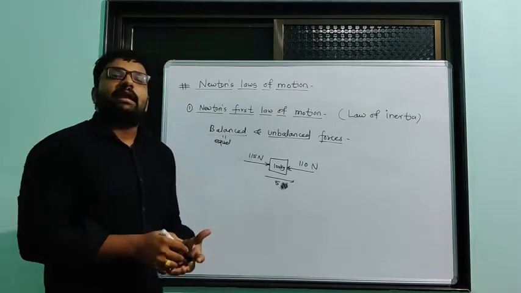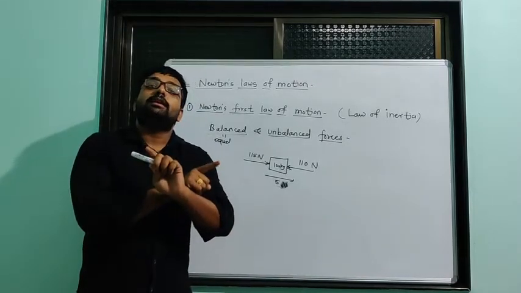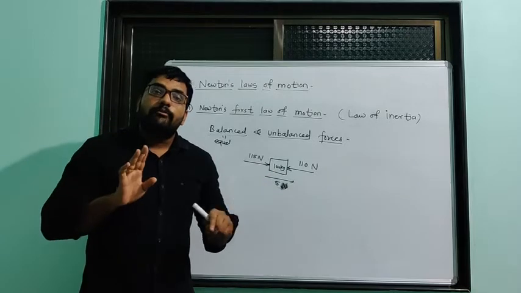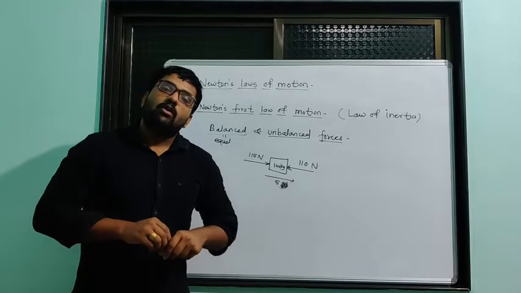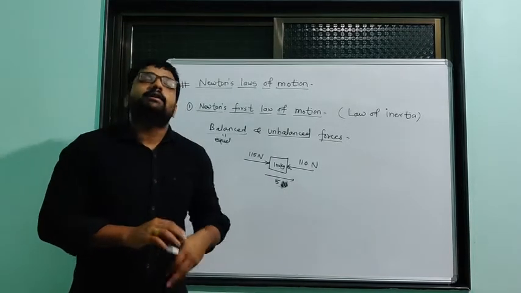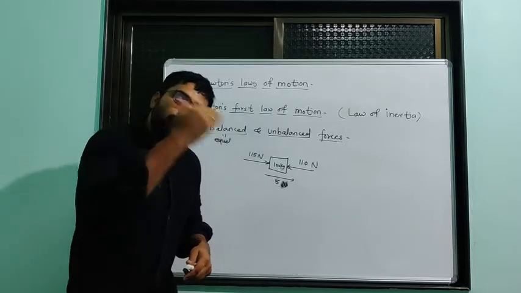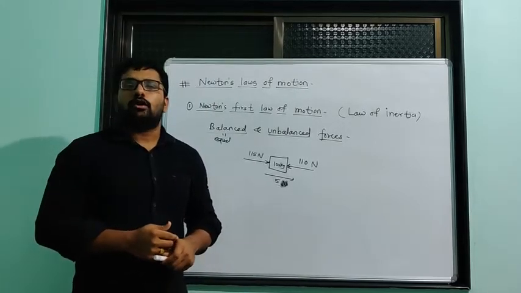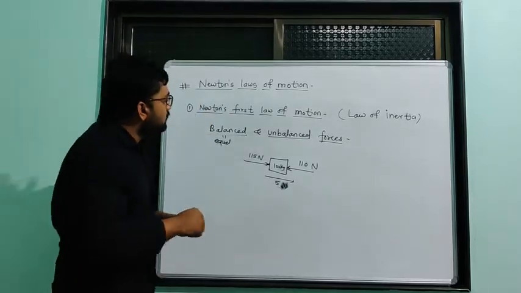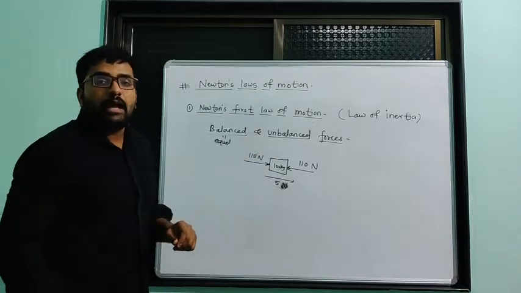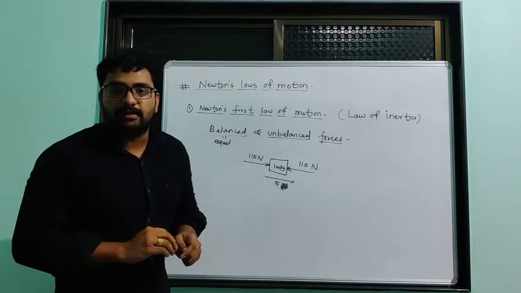If we apply equal force on an object, then motion will not be possible. So if we want to move an object, then we have to apply somewhat unbalanced force on it. Now consider another example. Suppose an object is in motion, and we have to stop that moving object. Then also we have to apply somewhat unbalanced force. If we apply balanced force, then we cannot stop that object.